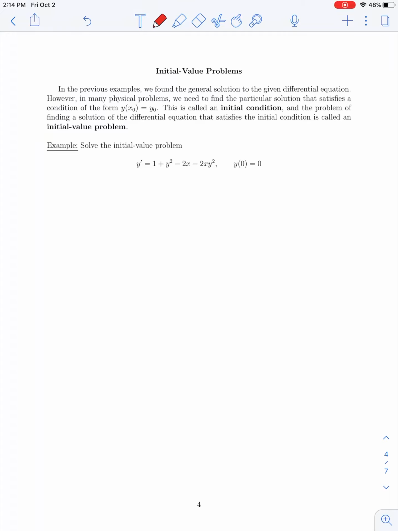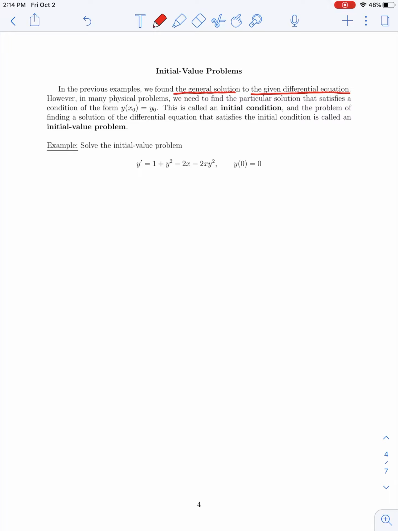Okay, in this lecture we're going to cover the next part of our section 4.3 material on separable equations. And in this part of our lecture we'll talk about initial value problems. So in the examples that we had considered previously in this section, we were finding what is called the general solution of a differential equation.